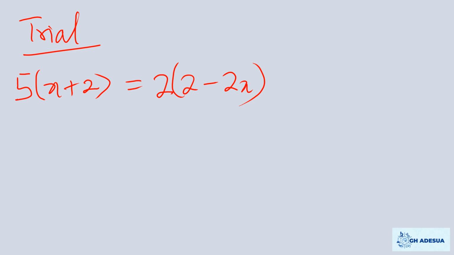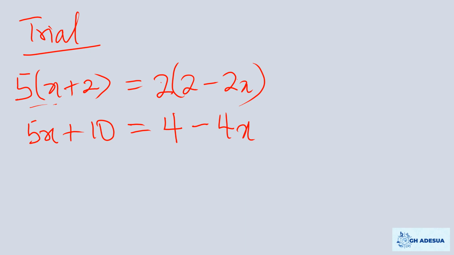All right, welcome back. I expect that you appropriately solved it, and we do this together. So we are opening up the brackets. So first 5 times x, that is 5x, 5 times 2 plus 10 is equal to 2 times 2 is 4, 2 times negative 2 is negative 4x or minus 4x.